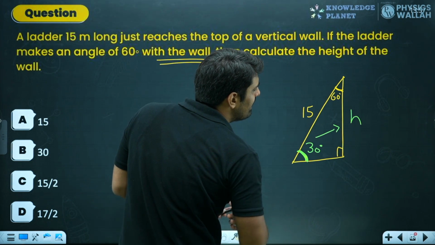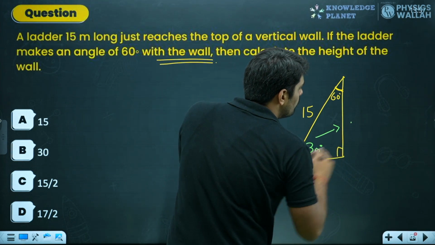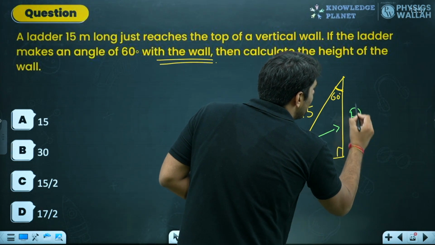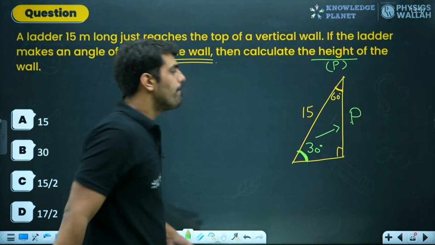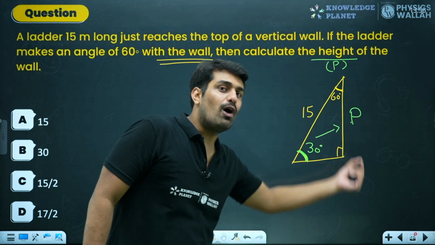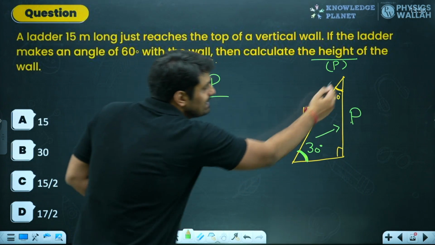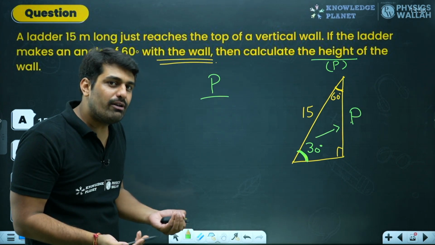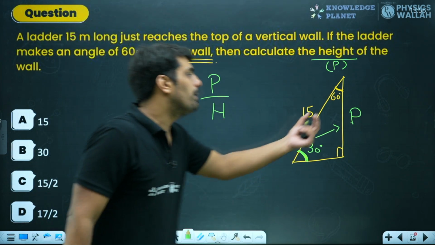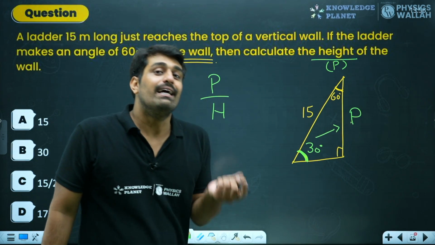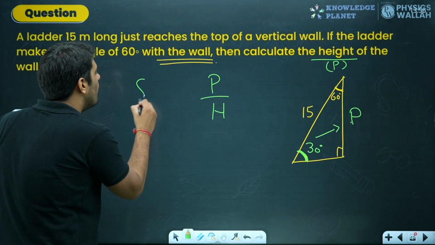So rather than taking the height as h, let me write that value as simply p, so that you don't get confused. I have taken the height as p. So this is our opposite side, which I am calling perpendicular. The side given to me is the hypotenuse. So I am taking the relation between perpendicular and hypotenuse. Perpendicular by hypotenuse is what? It is sine theta. Which theta? This one. So sine of 30 degree.